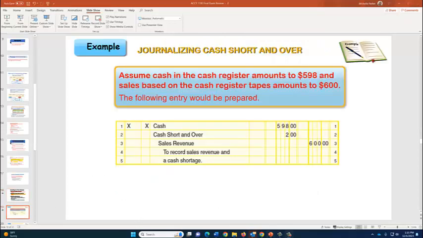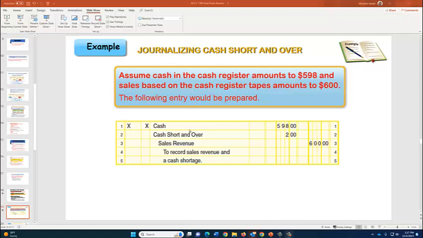In Chapter 7, we also learned how to enter cash short and over transactions in the journal. In this transaction, it says assume cash in the cash register amounts to $598 and sales based on the cash register tapes amounts to $600. The following entry would be prepared. First thing we're going to do is enter the cash debit and then the sales revenue credit. And then we're going to fill in cash short and over with either a debit or credit, whichever makes the journal entry balance.